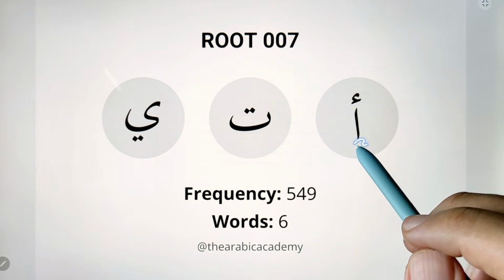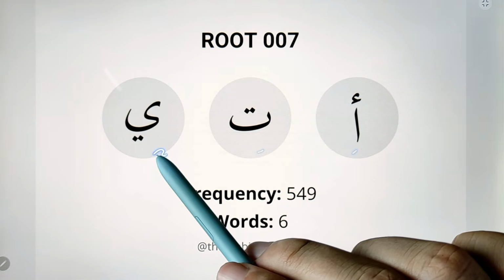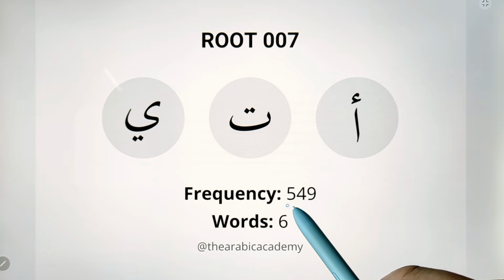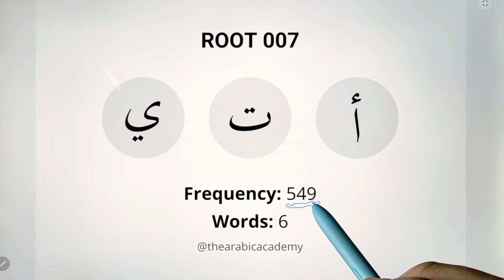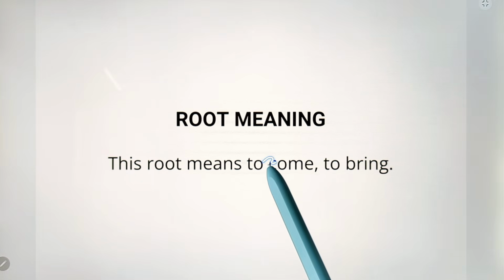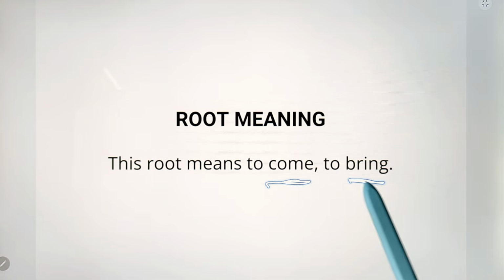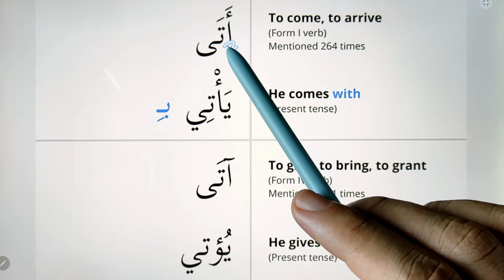Root number 7. Hamza, Ta, Ya. This root was mentioned 549 times in the Quran in 6 different words. The central meaning of this root is coming and bringing. The first word is ata.